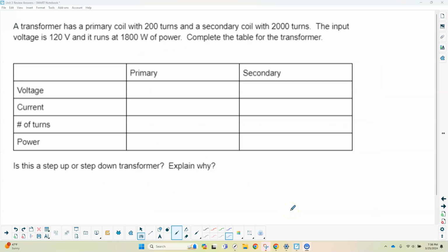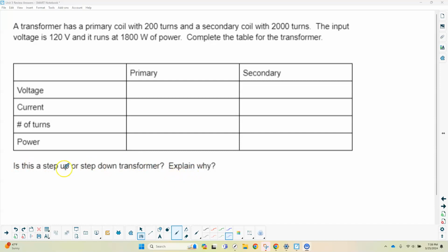All right, guys, so the last one here is talking about a transformer. It reads that a transformer has a primary coil with 200 turns, and the secondary coil has 2,000 turns. The input voltage is 120 volts, and it runs at 1,800 watts of power. You're going to try to fill out this table for the other values. Then the answer: is it a step up or step down transformer? And explain how you know.